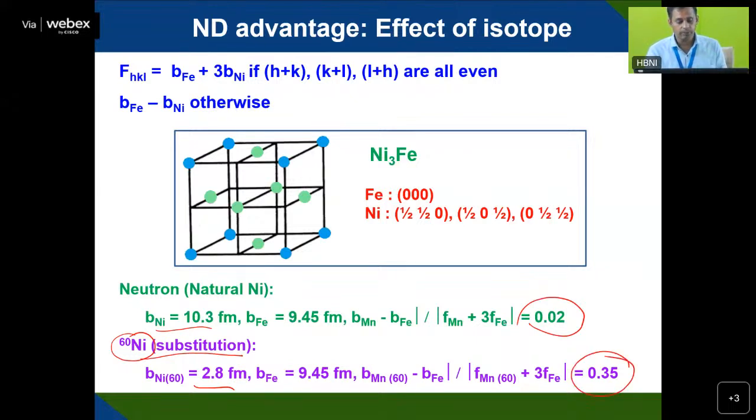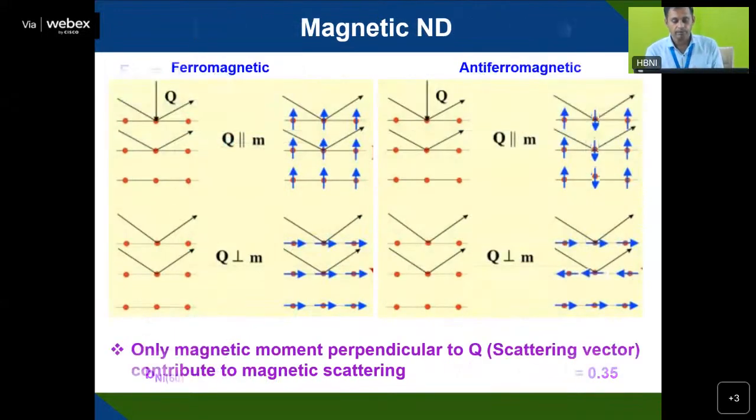Because of this difference, you will be able to see the isotope effect in neutron diffraction, which is not possible in X-ray diffraction. So isotopic separation can be possible in the case of neutron diffraction.